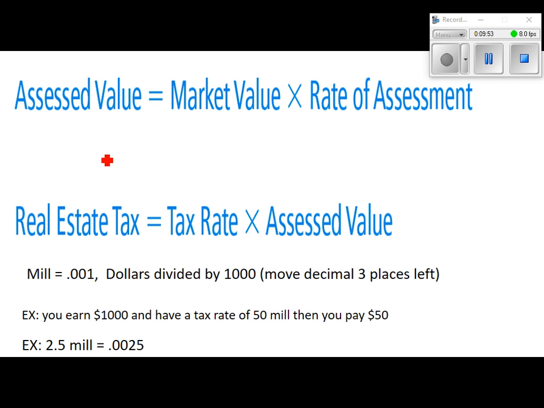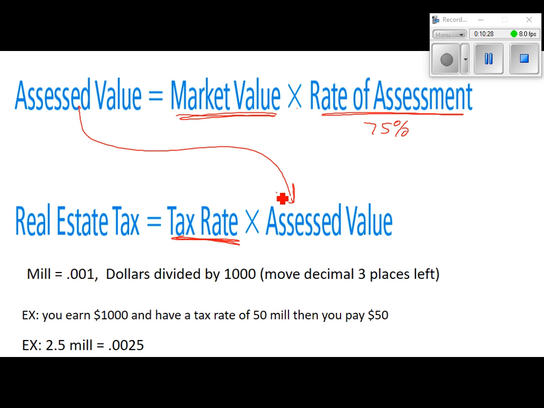The assessed value. All you do to find the assessed value is you take the market value, they'll probably tell you that, times the rate of assessment. It's going to be like 75% or 50% or whatever, it just depends on what you're using it for. If you're using it for taxes, then it's a value that the county or the city or whatever sets up. Your real estate tax is your tax rate times the assessed value. So you take this value, stick it in there, and that's going to tell you how much real estate tax you're going to pay.